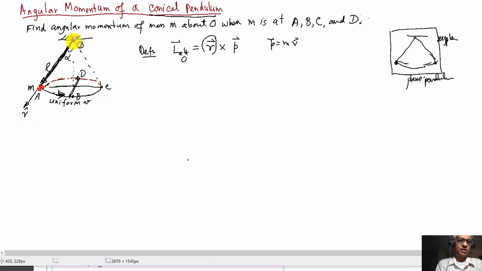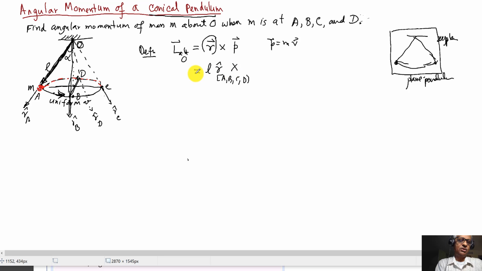If it's over here, when it's at B, R hat will be that direction, and when it's over here, the R hat will be that direction. So this is R hat at A, R hat at B, R hat at C, and back there it will be in that direction, R hat at D. So the length of that will be L. The L is all fixed, and this R hat is A, B, C, or D, right?